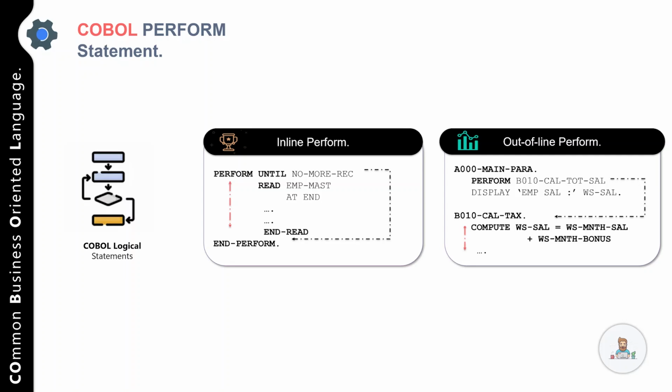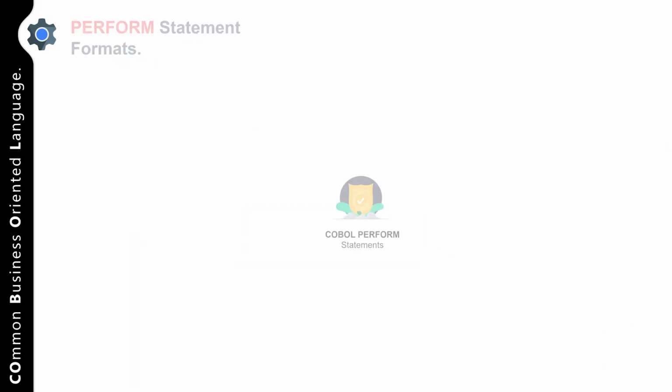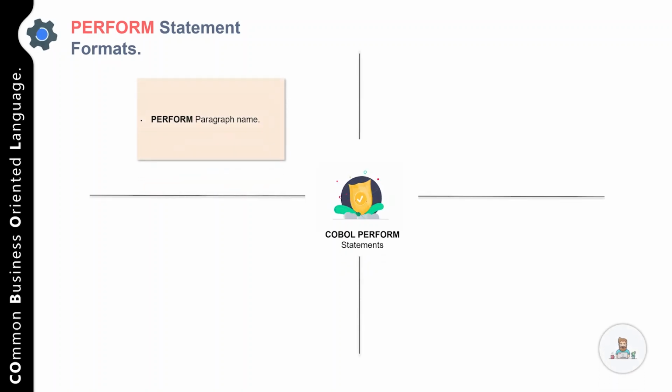Finally, PERFORM statements are used to implement loops in your COBOL program, and you can very well use them to transfer control implicitly or explicitly as per your requirement. Now let's talk about the format of the PERFORM statement. In general, there are four different formats of the PERFORM statement.